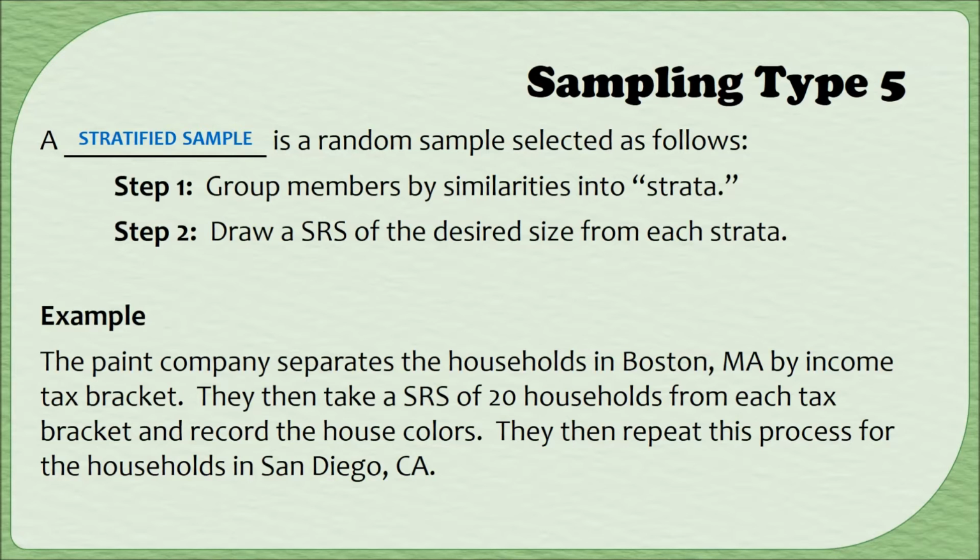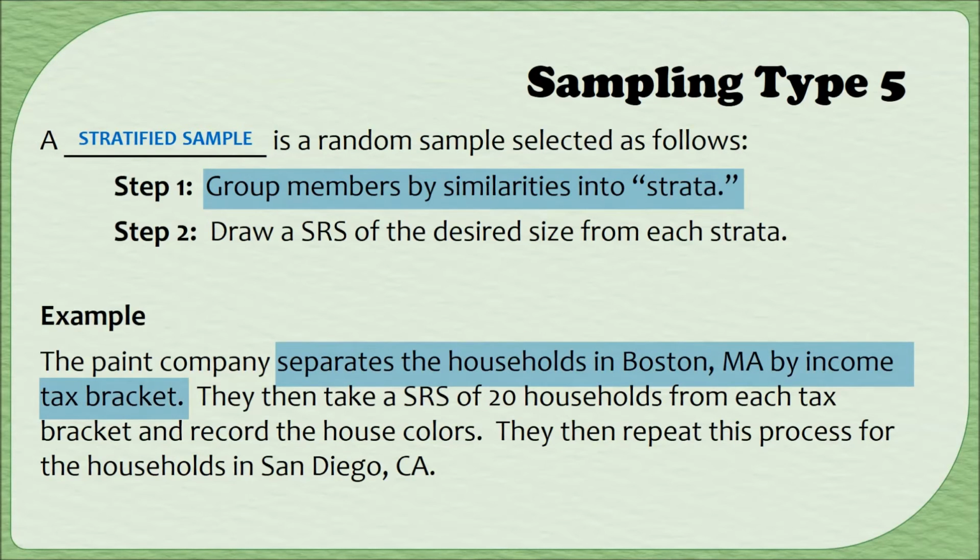To determine whether a sample is a stratified sample compared to a simple random sample, the big distinguishing feature you want to look for is that we've got some groups going on. If you notice the word random or simple random sampling, check to see: are there any groups? In this case, there are. We've grouped the households by their income tax bracket. That's how we've decided to create our strata. We've grouped by similar tax brackets.